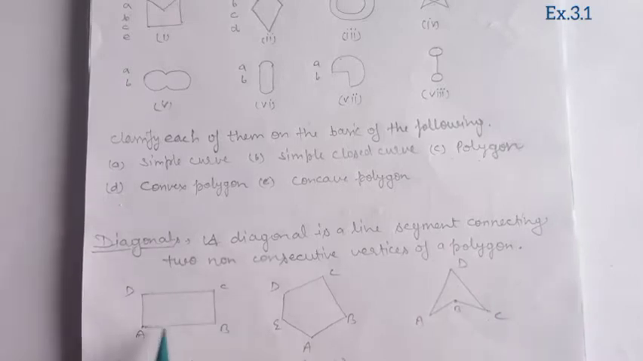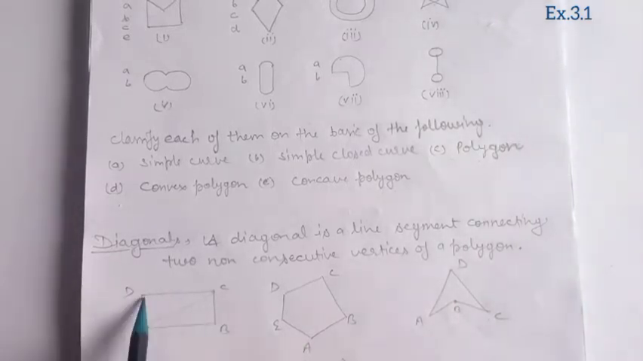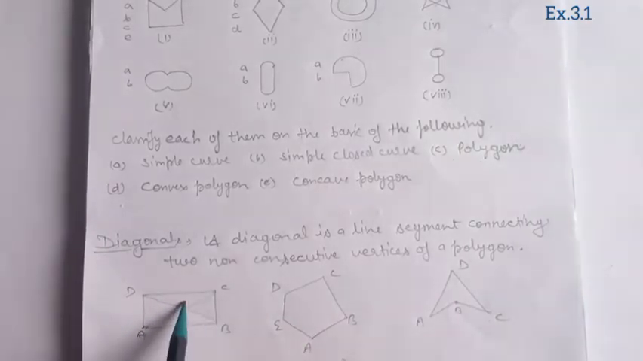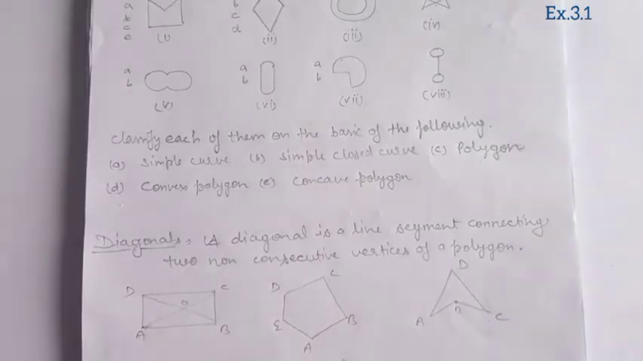So A to B is adjacent, not non-consecutive. Consecutive means just after. So just after A is B or D. We should not join these; we should join the non-consecutive ones. So check A to C, it is a non-consecutive vertex. So AC is a diagonal here. Similarly, BD is a diagonal. Both intersect at O.